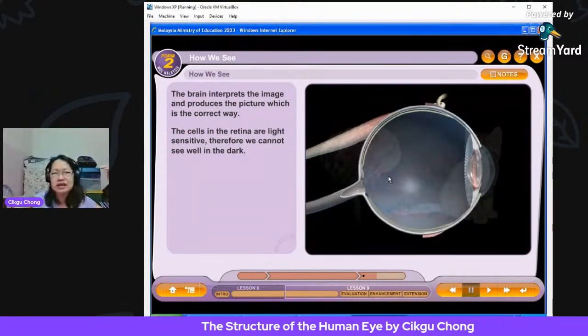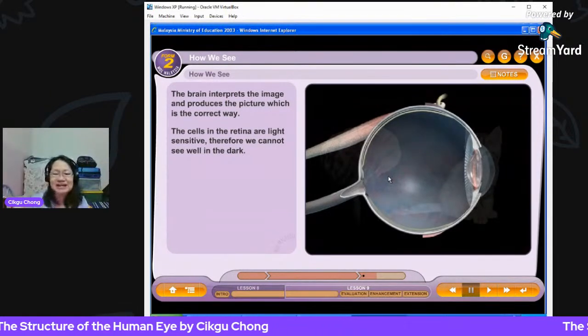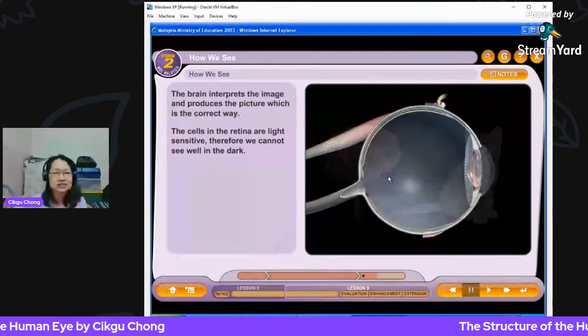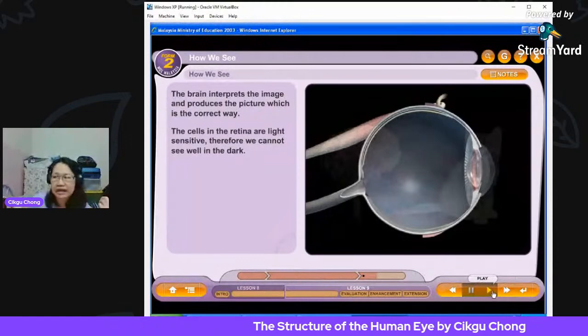All right. So after that, it will send a message out to your hand or your leg. Maybe you want to kick the cat, or maybe you want to shoo the cat away. That is your response. Okay. So this is what happens. The light rays enter the eye. Okay.